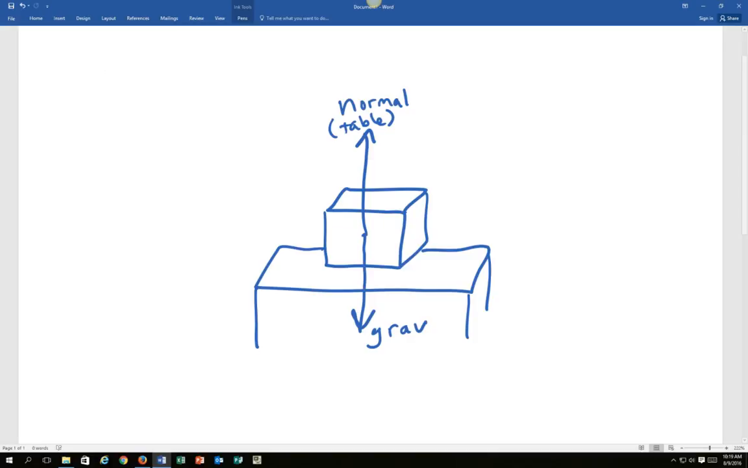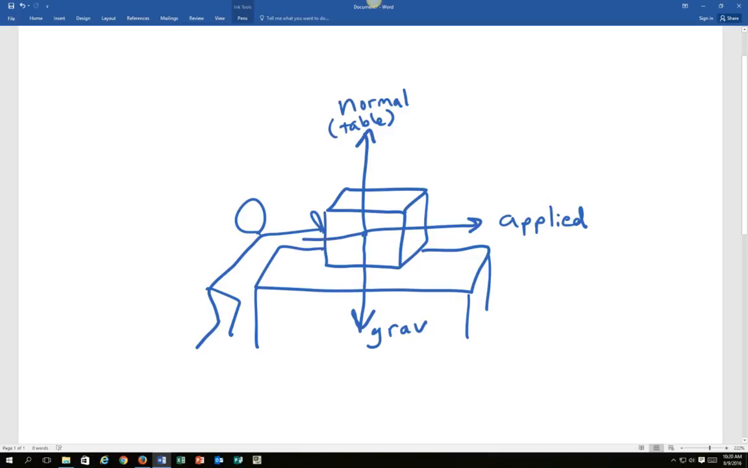Okay, so say I'm going to push on this box. So now there is an applied force from this person who's pushing on the box, and this force is going in this direction. But there's another force acting against the applied force, and that force is going to be the force of friction. And friction will keep the box from moving quite as fast because of the applied force.